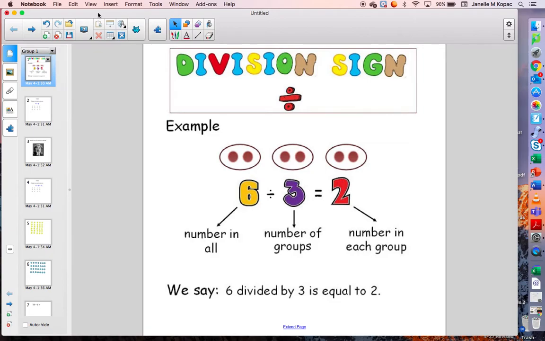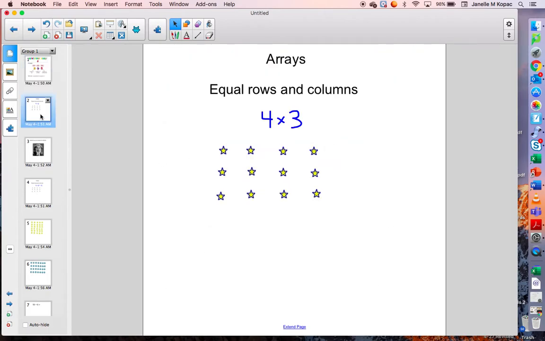Last week, we learned how division is when we take a number and break it into equal groups. So we start with a big number called a dividend, and we take that number and we break it into groups. This number we call the divisor. And our answer to a division problem will tell us how many are in each group, and we call that a quotient.